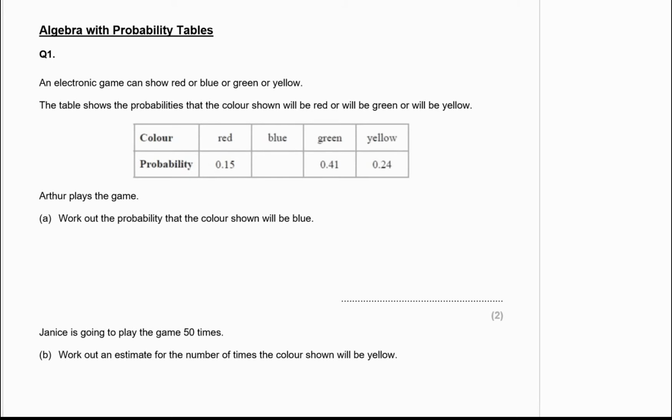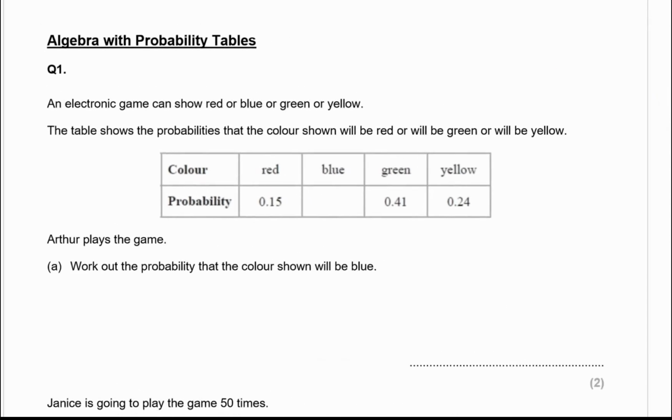Hi, in this video we're going to look at how algebra is used with probability tables. It's quite a common application of algebra where they can merge it with probability. So let's look at the most basic idea first. Here there's a bunch of probabilities, and we need to work out the odds of guessing blue.